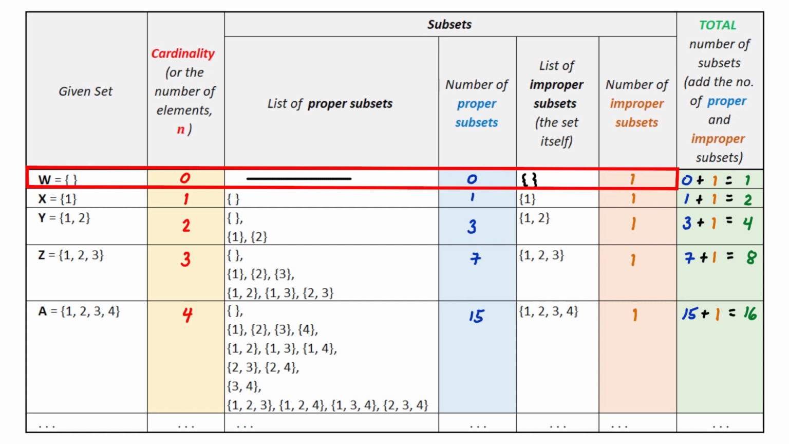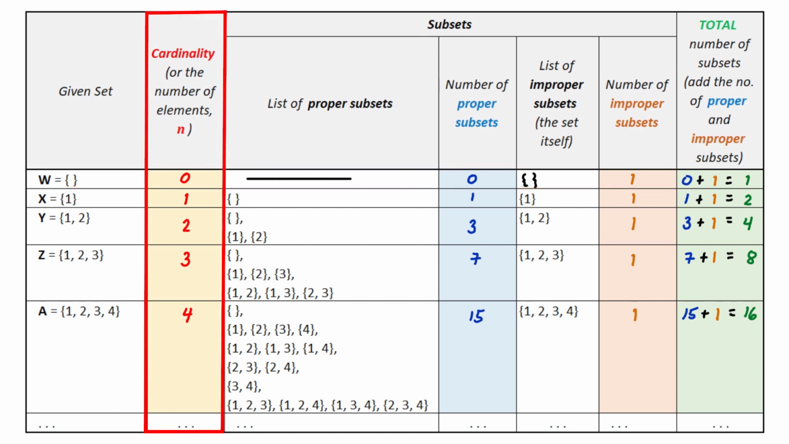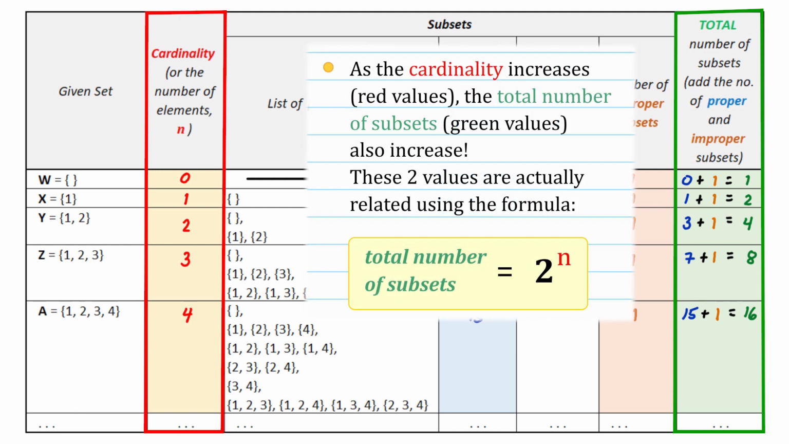We can observe that the empty set W is the only set with no proper subset. It has only one subset, and it's the improper subset, the set itself. Interesting. Now, let's look at this column and also this column. As the cardinality increases, these red values, the total number of subsets, these green values, also increase. These two values are actually related, and this is by using the formula total number of subsets is equal to 2 raised to the nth power.